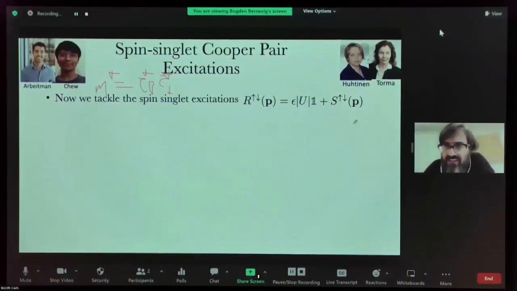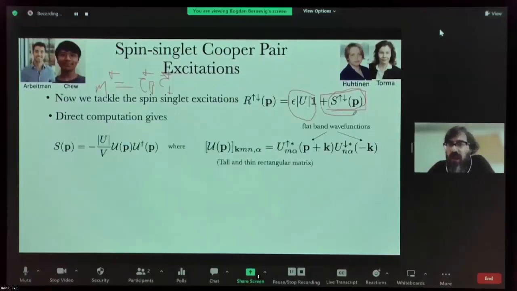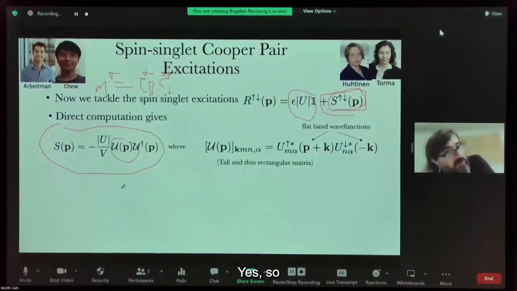So we want to look at the singlet excitation, the two-particle excitation. And this also has a two-particle continuum. But now we have a matrix S up down. And direct computation of this matrix gives you the following. Okay? This S matrix is negative semi-definite. You can see it here. So this is a matrix of the form n n dagger, which is positive semi-definite. You take the minus of that, you get a negative semi-definite matrix.